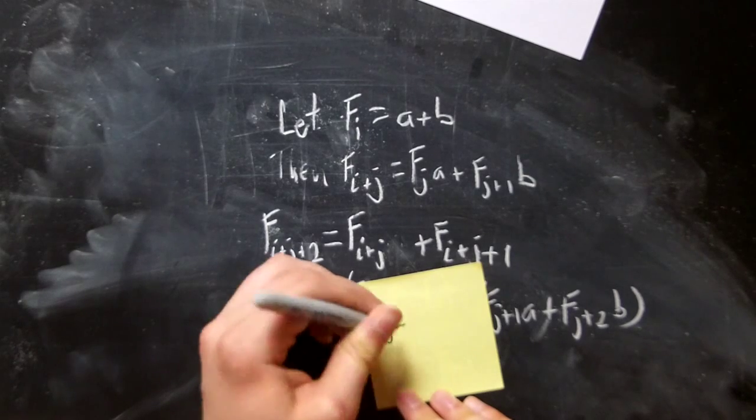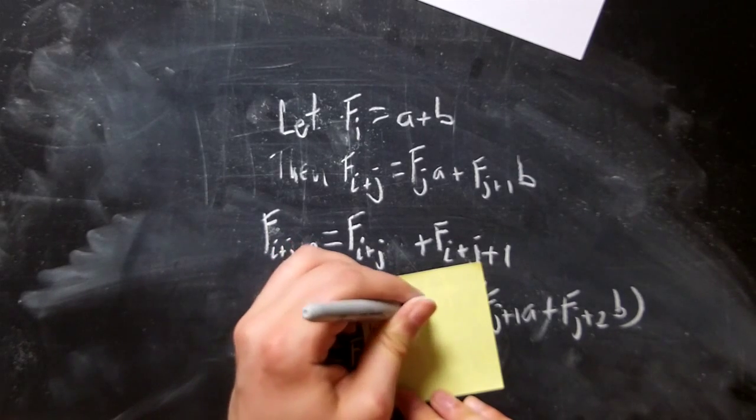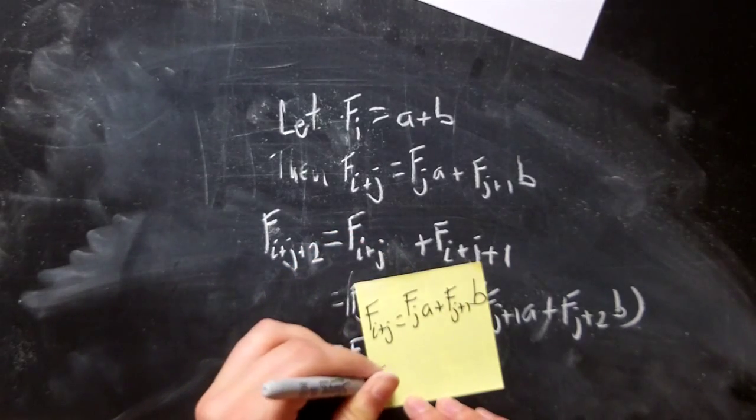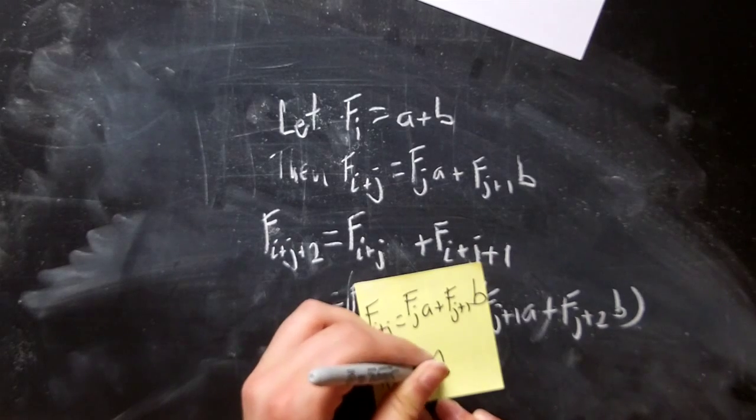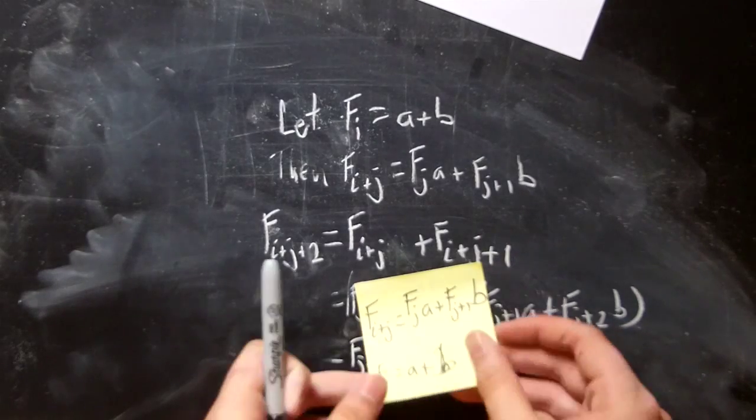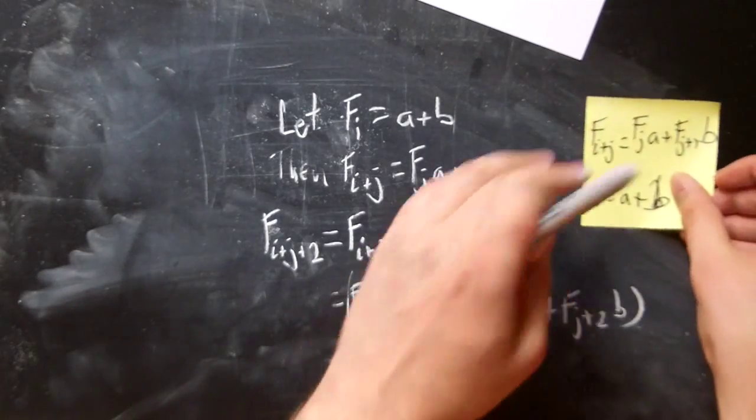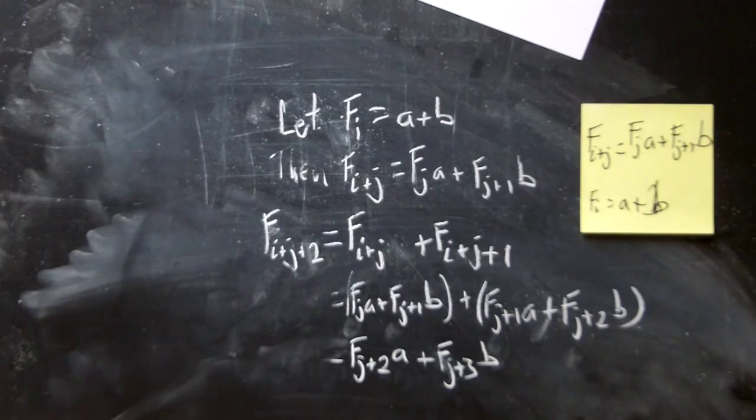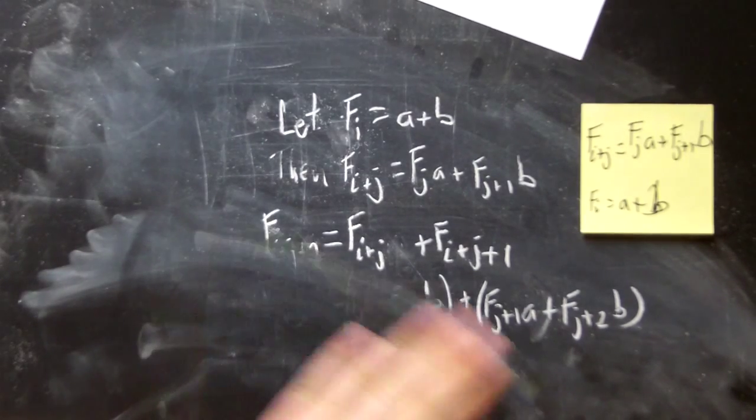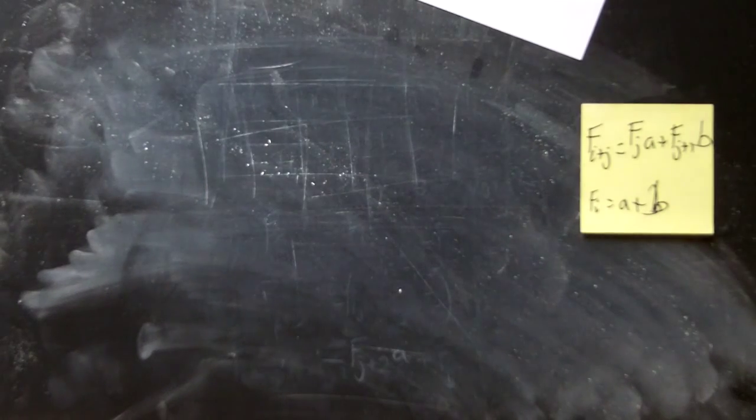Let's write that fact down. F_(i+j) is F_j a plus F_(j+1) b, where F_i is a plus b. Dear. I need to refer back to that, I've written poorly. Okay, so that's true. Let's stick that just in the corner here. And now I want to prove something about multiples of i. If I've got F_i, I want something about F of multiples of i. That's what I'm trying to say.